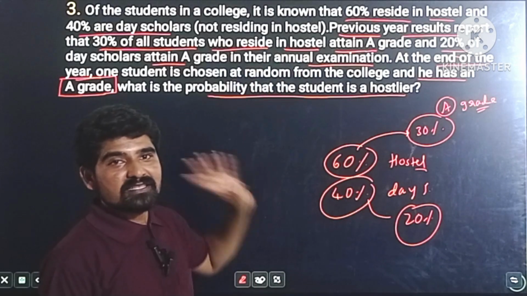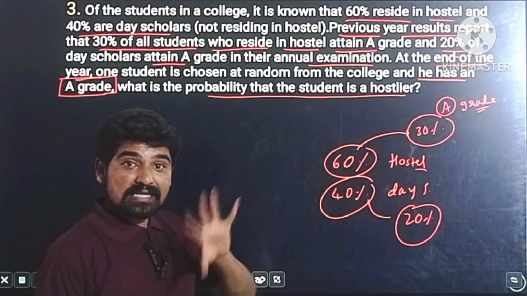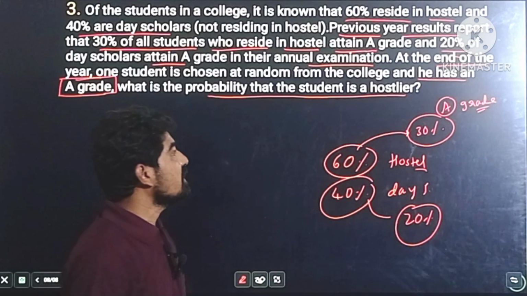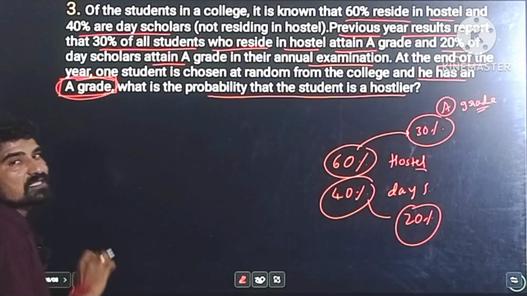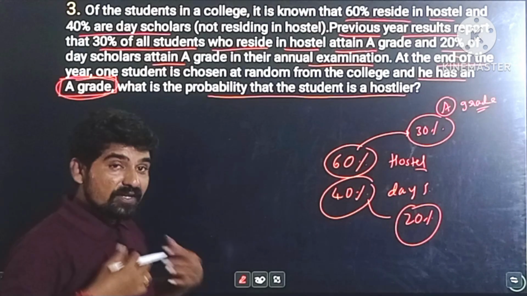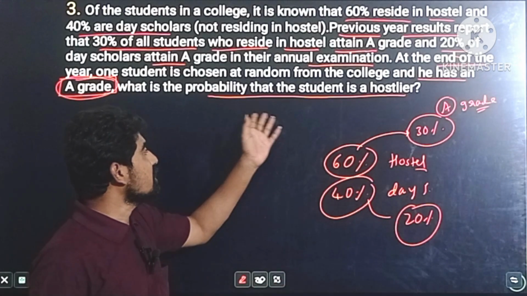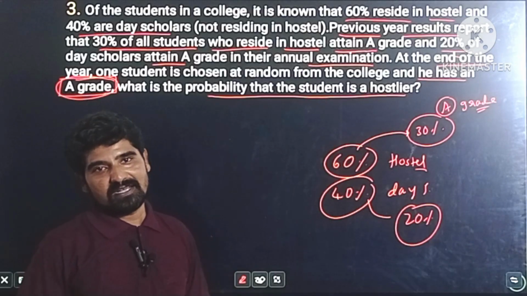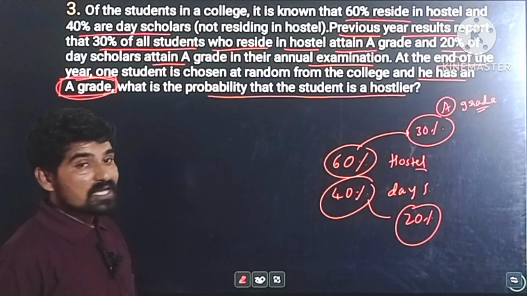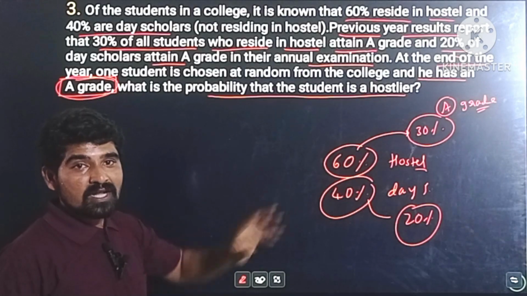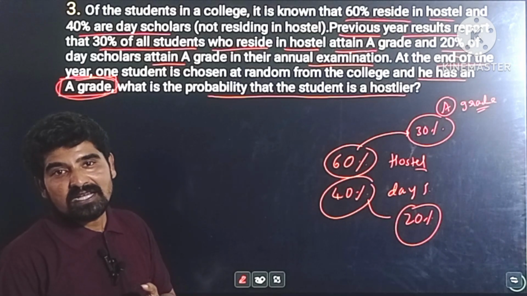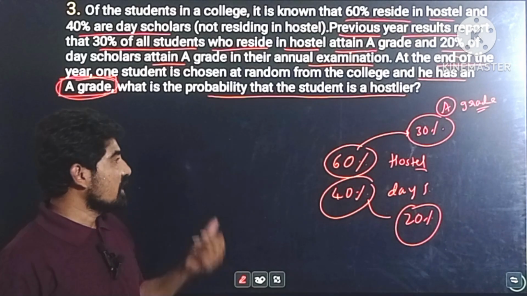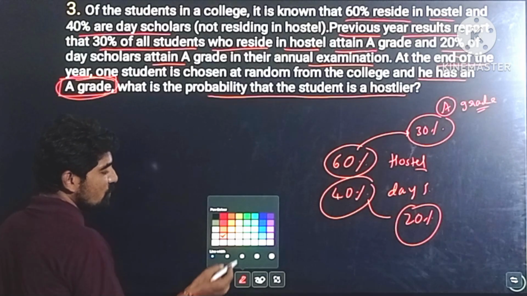And from this college he has to choose one student at random, and the selected student's grade is A grade. We need to calculate the probability that the student is a hostelier. Hope all of you understood. In this question, there are two types of students: day scholars and hostelers. Therefore here we have two mutually exclusive events.